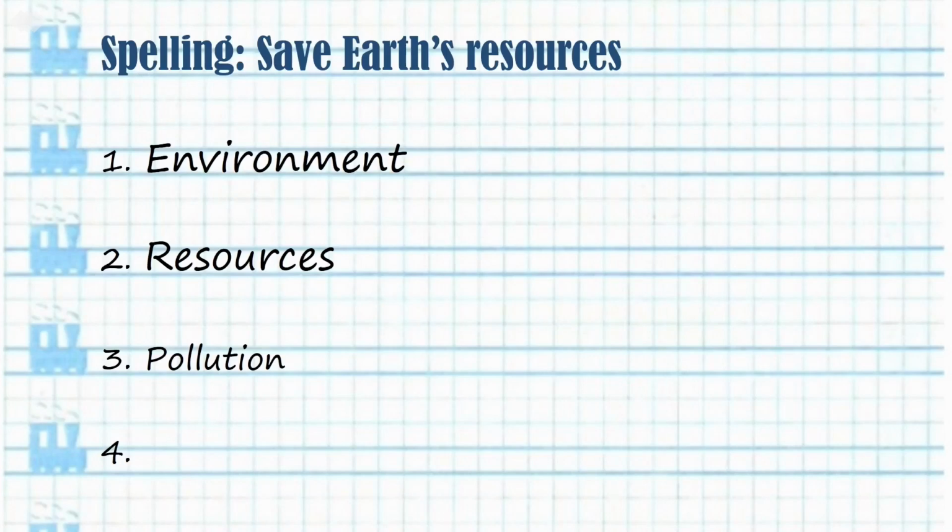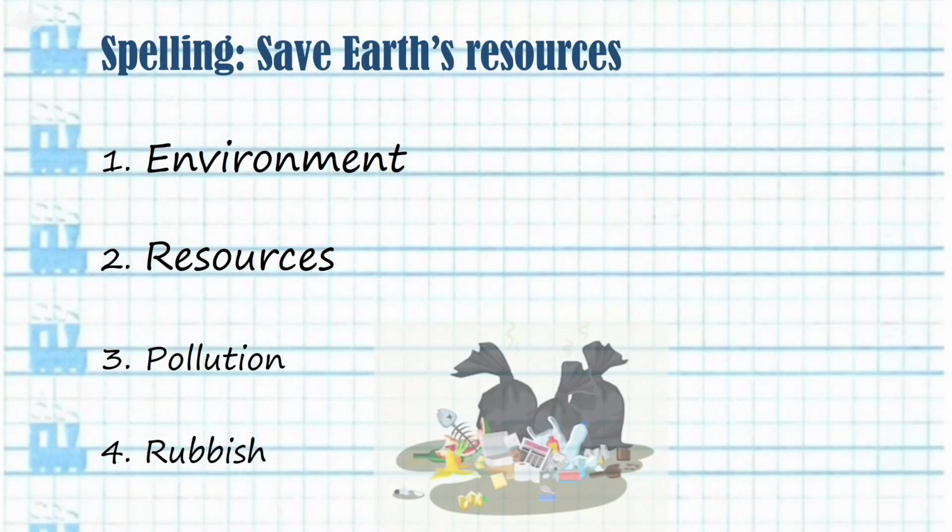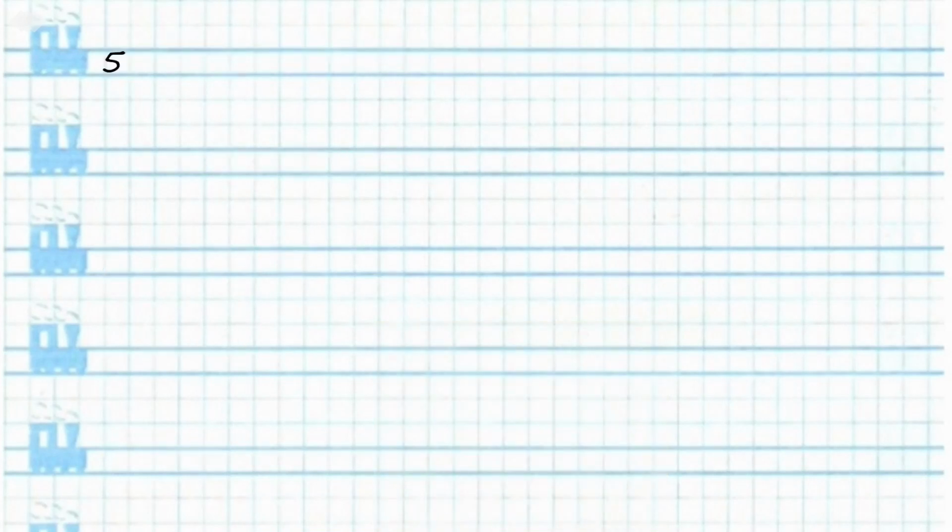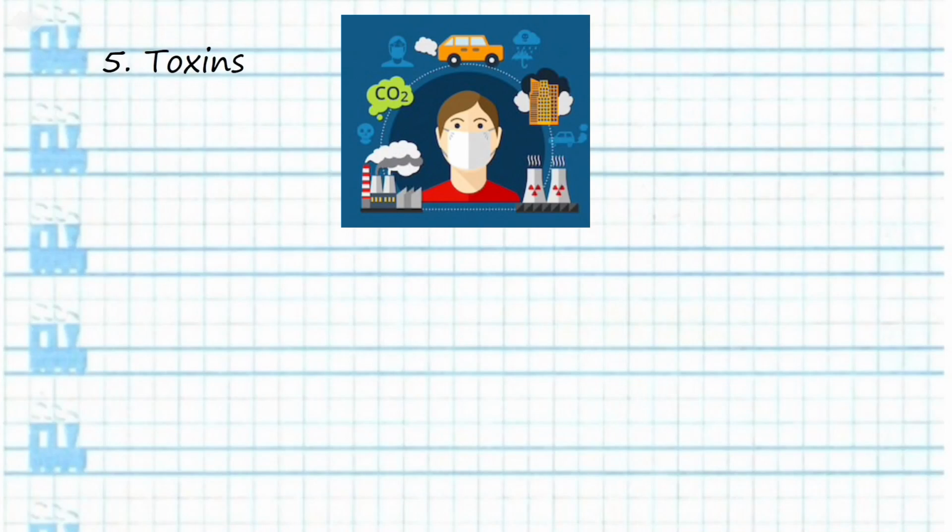Number 4. Rubbish. R-U-B-B-I-S-H. Please write the word. Repeat. Rubbish. Number 5. Toxins. T-O-X-I-N-S. Please write the word. Repeat. Toxins.